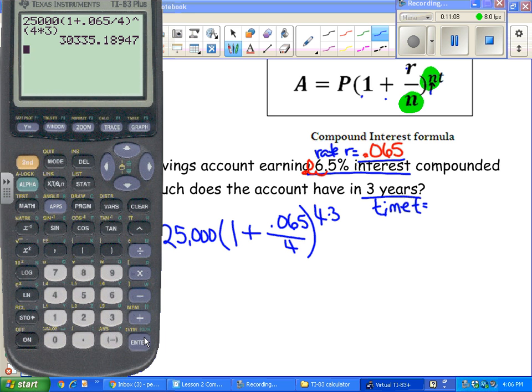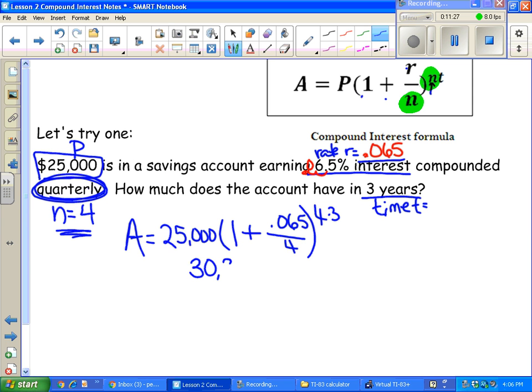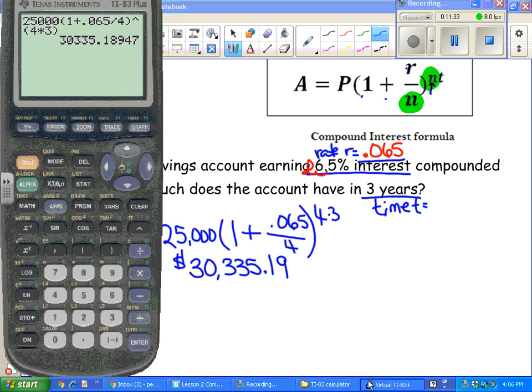The answer is $30,335. Now, take notice, is that going to be 18 cents, or am I going to get the benefit of 19 cents? Well, the number past it is a 9. So as long as it's a 9, I'm going to be able to round up. So my answer is $30,335.19. Let me double check that that was correct.